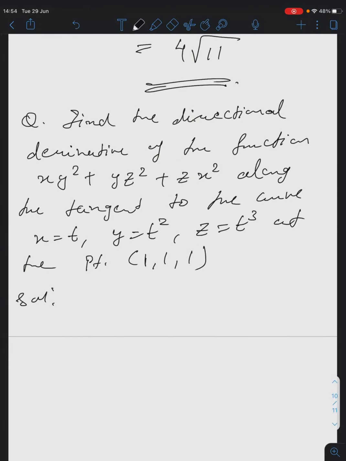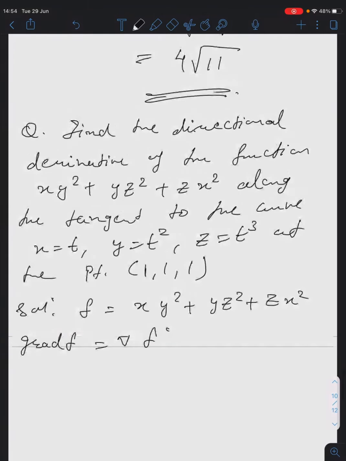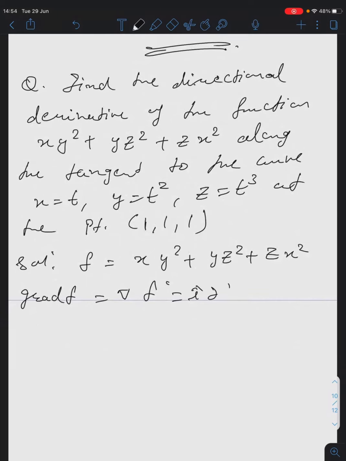So first anyhow, you will need the gradient of this function. Then we will calculate the unit vector along the tangent. So first let us write f be x y square plus y z square plus z x square. Now calculate the gradient of f, del f. This is nothing but i dou f by dou x plus j dou f by dou y plus k dou f by dou z.